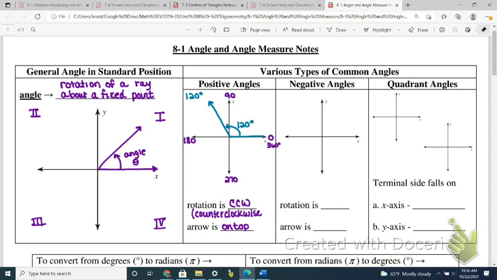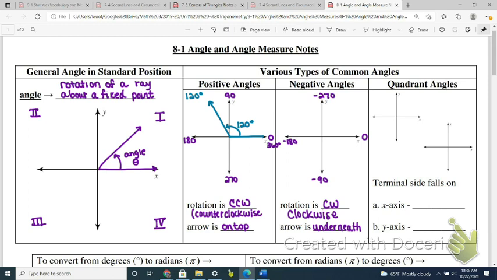Next, we have negative angles, and these are going to have a rotation of clockwise. And whenever I draw the arrow for this, it will be underneath. So this is still 0. It is always my starting point. Straight down is -90. Across is -180. And straight up is -270.